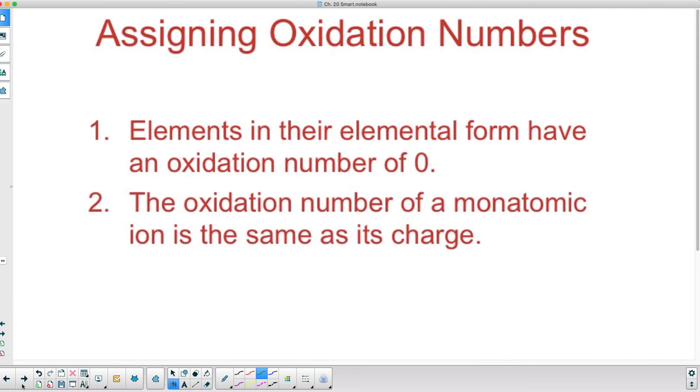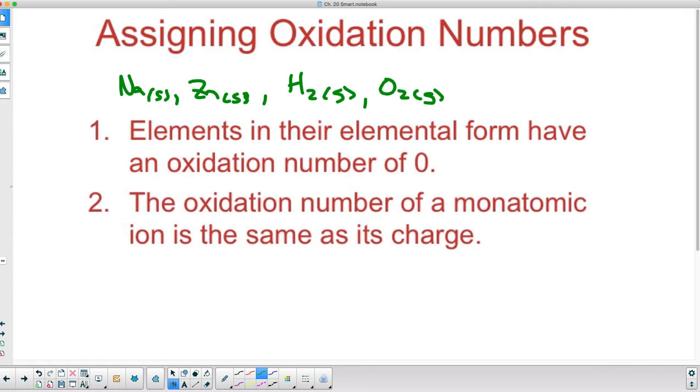Moving on. Okay, now here's where the bulk of the notes that you're going to have. Elements in their elemental form have an oxidation number of 0. So that would be like zinc on the left-hand side of the equation, and H2 on the right-hand side of the equation. These are all O2 and so on, and anything that is like maybe sodium metal. Okay, so these things all have an oxidation number of 0, a charge of 0.